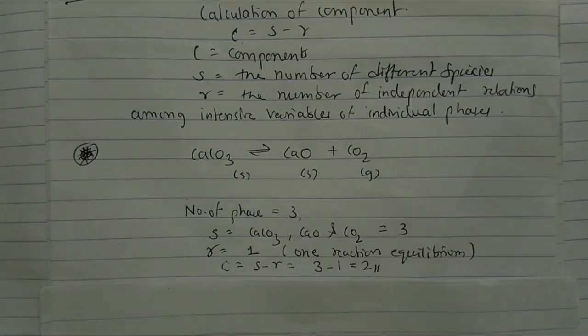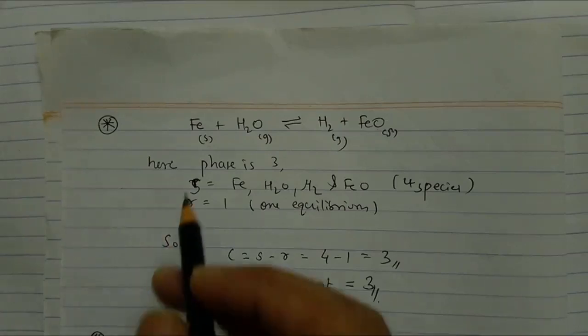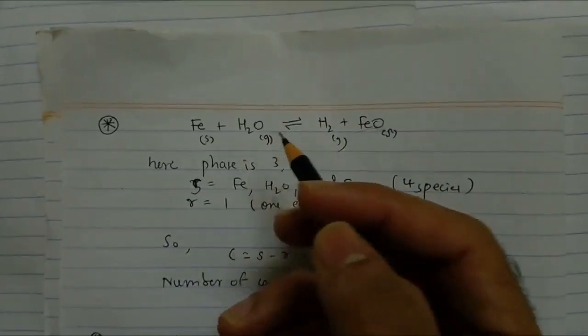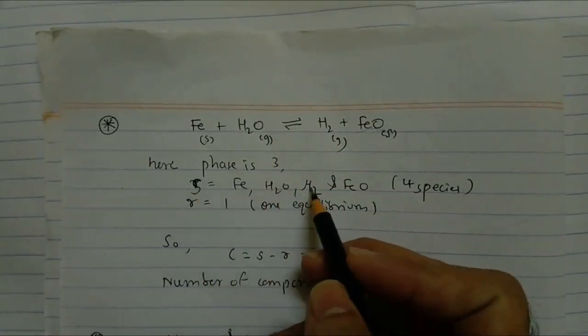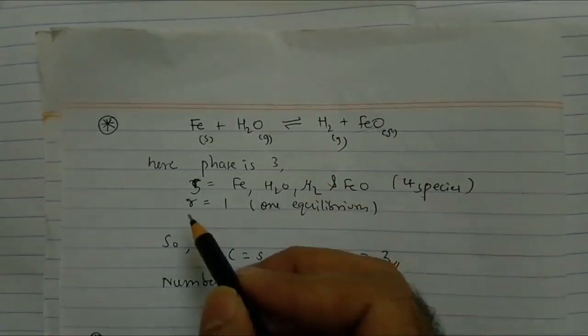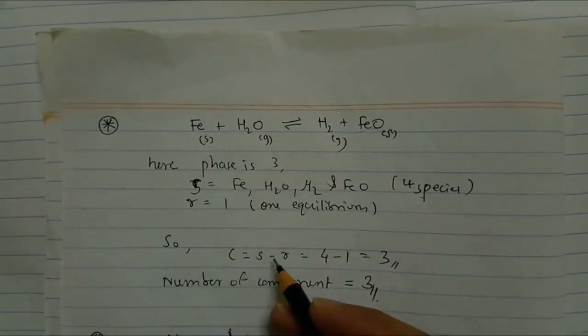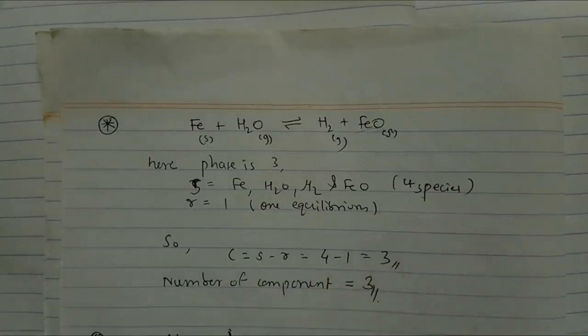So it's very simple. Another example: iron with water and gas phase. After reaction it will produce hydrogen and ferrous oxide. Now here the number of phases is 3. This is one solid, this is another solid, and this is in gas phase. And how many species? So here it is 1, 2, 3, 4. So there are a total of 4 species, and R is equal to 1 reaction equilibrium between them. So again, if you put the formula, C is equal to S minus R, it will be 4 minus 1, that's equal to 3. So the number of components here is 3.